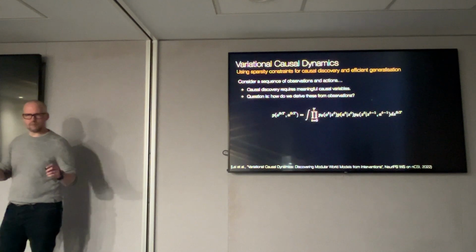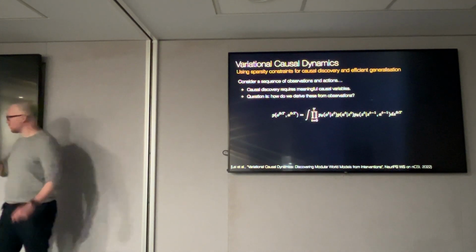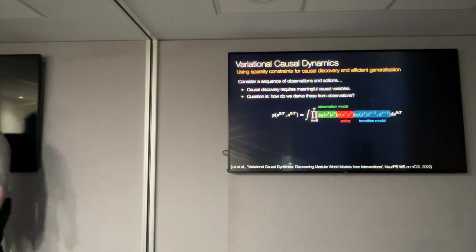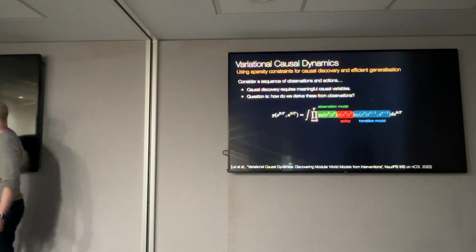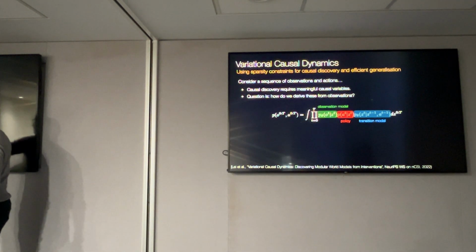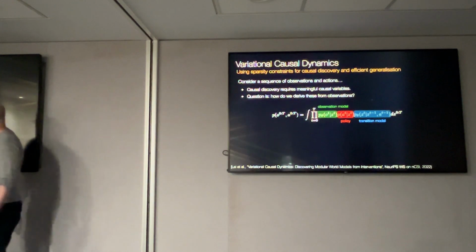We can think about that by, first of all, writing down, and I won't show you a lot of maths, but it's worth dwelling on this briefly, the generative model of the observations and the actions. Effectively here we have an observation model, we have a policy which tells you about the actions, and we're going to ignore the policy for the purpose of this talk. And then we have a transition model.